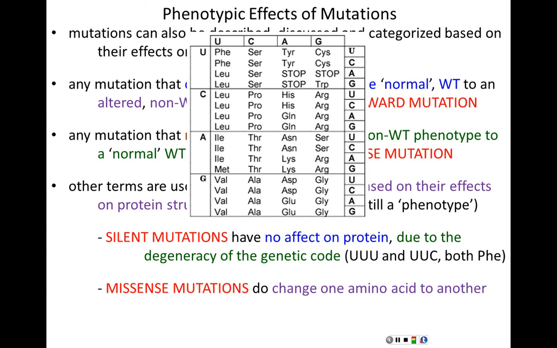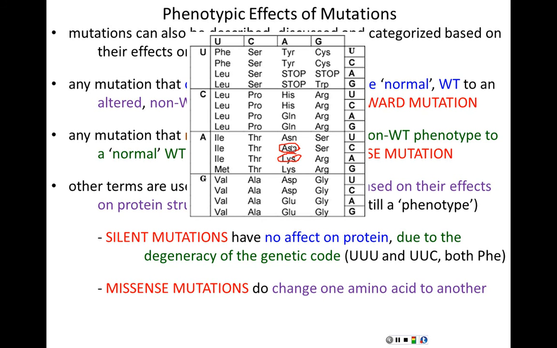We have missense mutations. Missense mutations result in changing one amino acid to another. So if we were to have a codon AAC, where AAC codes for asparagine, and we mutate that to AAA, so that's going to be a transversion mutation, and we code for lysine now, we're dealing with a missense mutation. We're dealing with a missense mutation because we've mutated asparagine to lysine.